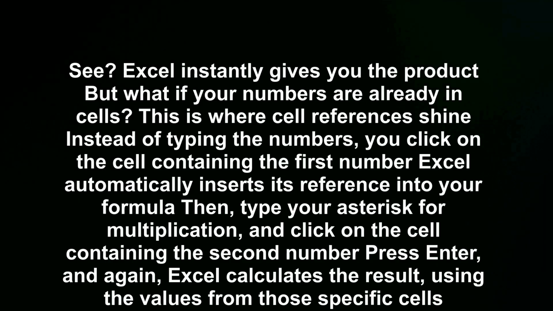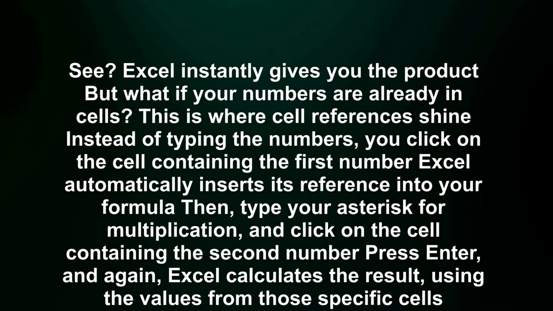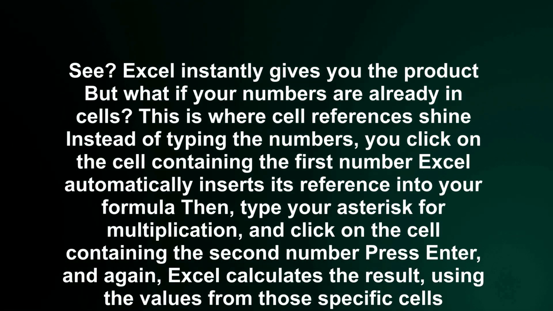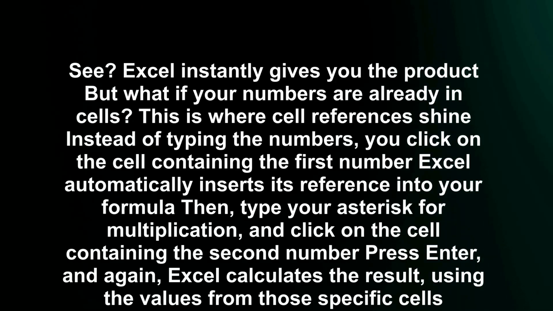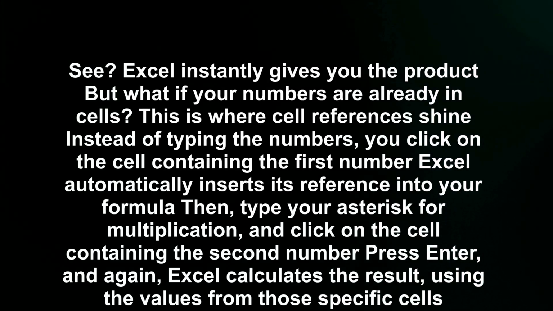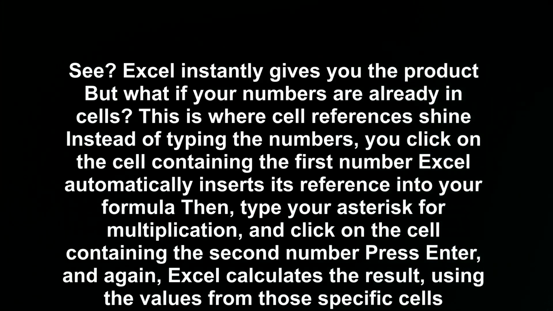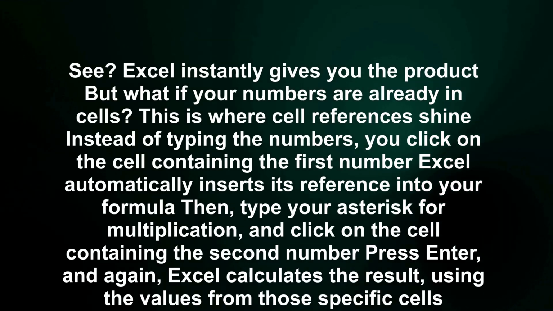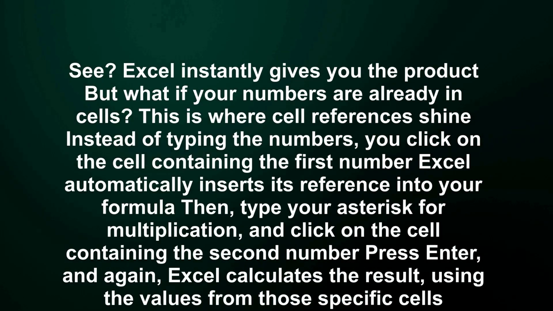This is where cell references shine. Instead of typing the numbers, you click on the cell containing the first number. Excel automatically inserts its reference into your formula. Then, type your asterisk for multiplication, and click on the cell containing the second number. Press enter, and again, Excel calculates the result, using the values from those specific cells.